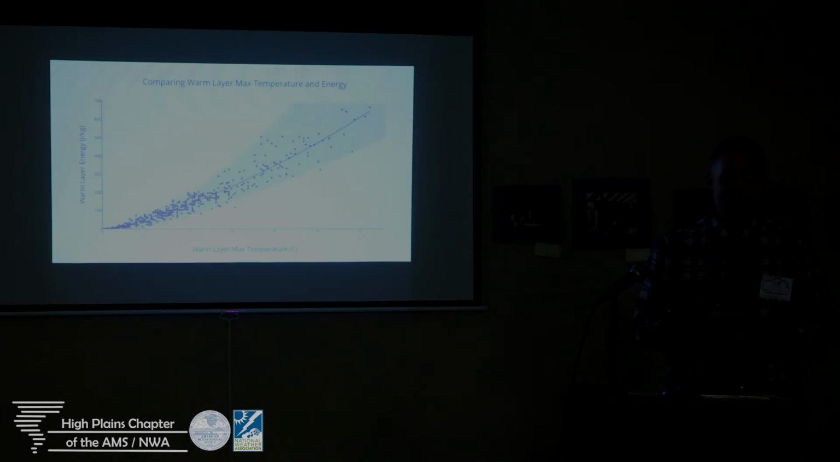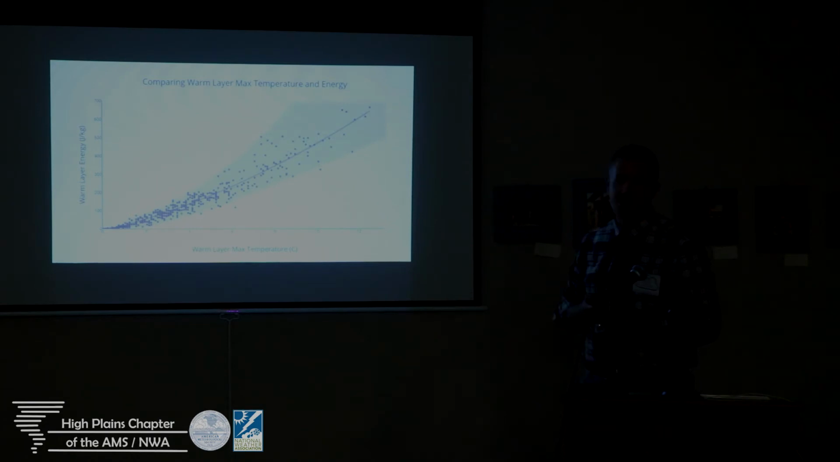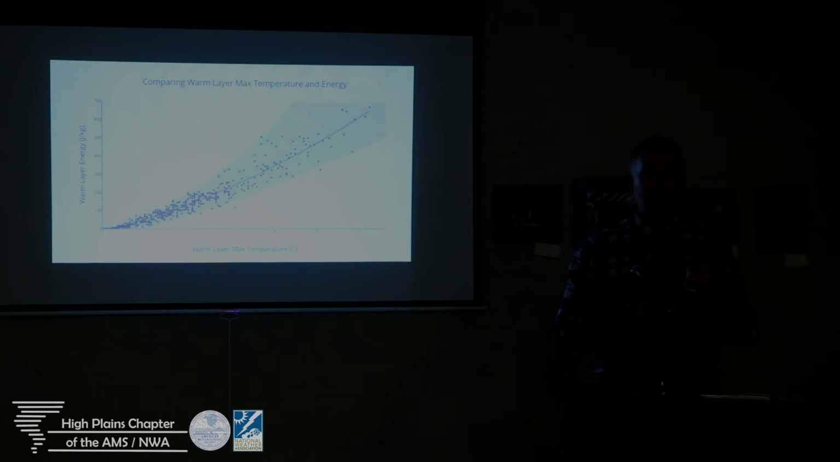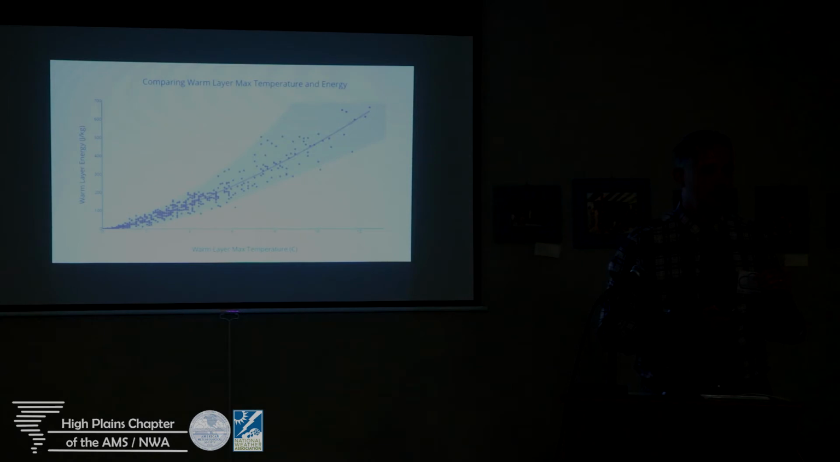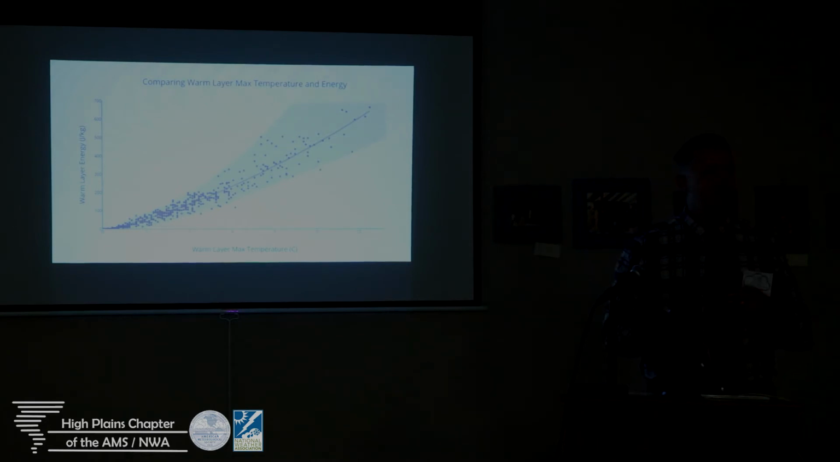Now let's compare the two. So now we're getting crazy a little bit. On the y-axis, we've got warm layer energy in joules per kilogram. On the x-axis, we've got the warm layer temperature. The main takeaway from this is really just kind of a cool way to visualize how much our scenarios vary at times. Let's say you have a warm layer max temperature of 6 degrees Celsius. The warm layer energy within those cases has ranged from roughly 130 all the way to about 330 joules per kilogram. That's a pretty significant variation.